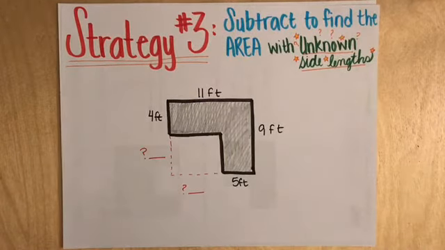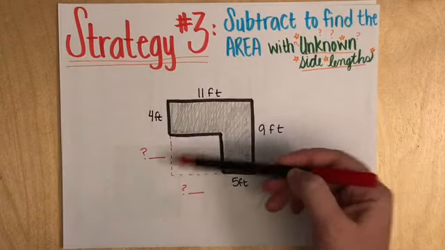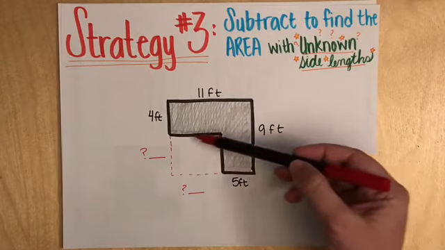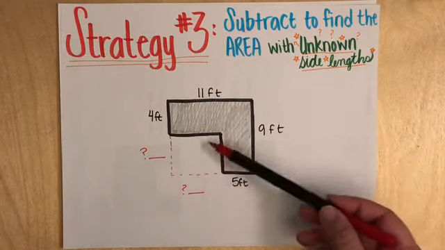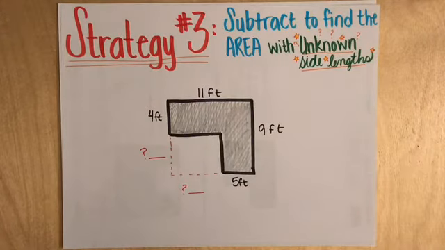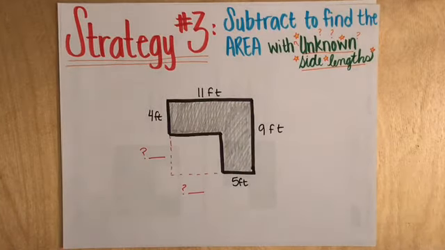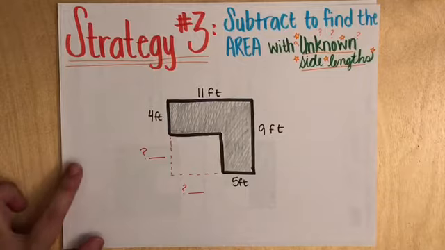So now my unknown side lengths are the invisible lines that I drew so that I could subtract my smaller rectangle from my bigger one. So go ahead and find my side lengths that are missing, press pause and press play when you're done. Think about what we learned yesterday with the break apart strategy. Let's see how you guys did with your unknown side lengths.